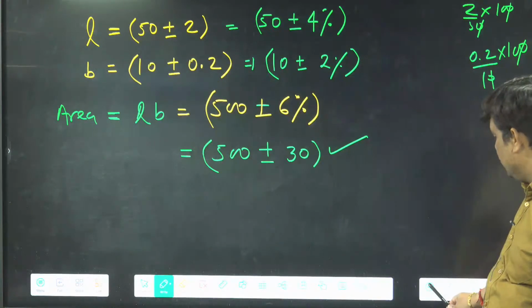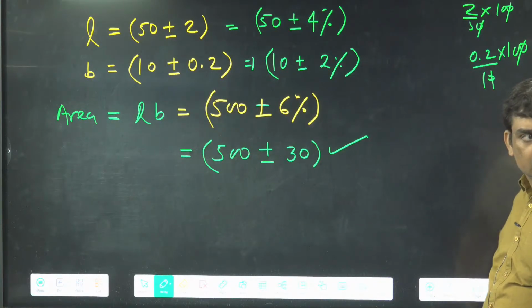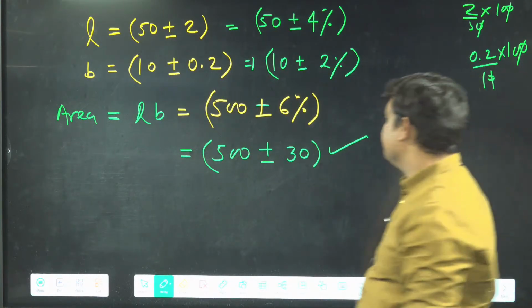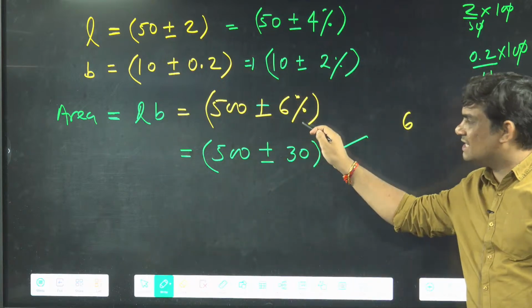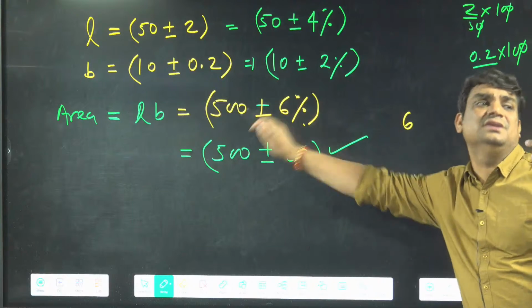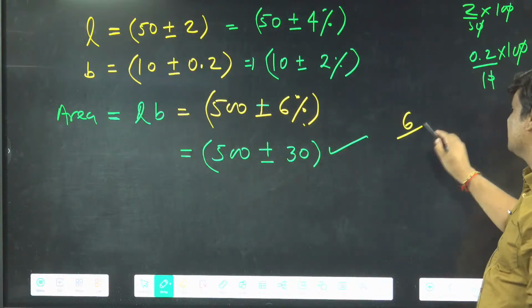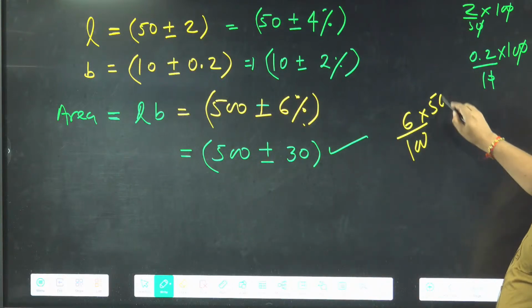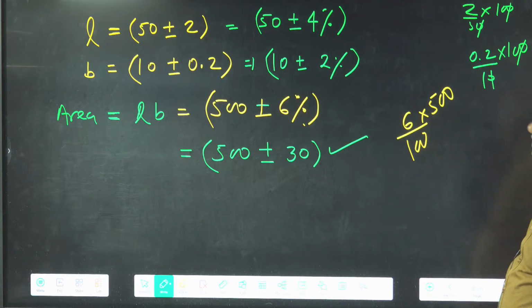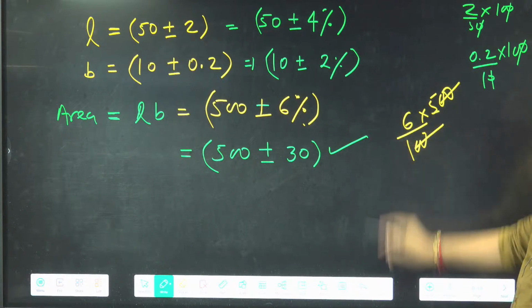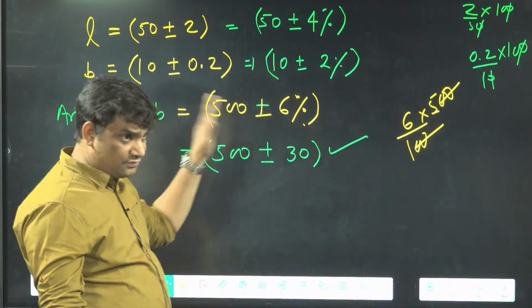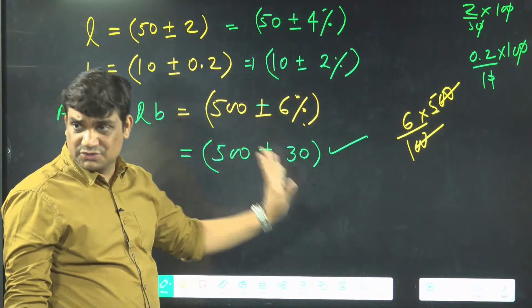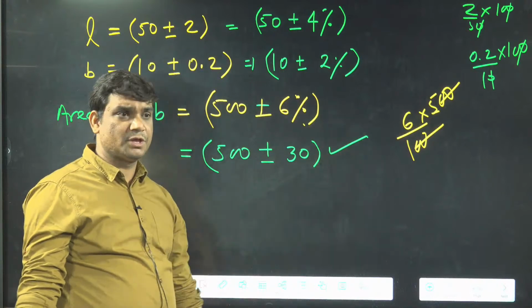Okay. So how will 30 come? Listen, 6% of 500. Error is 6%, na? Error is 6%. So 6% of 500, how will you calculate? 6 by 100 into 500. So these two zeros will cancel, so it will be 30. Clear? 6% of 500. We have to write in terms of absolute. We have done this thing. Okay?